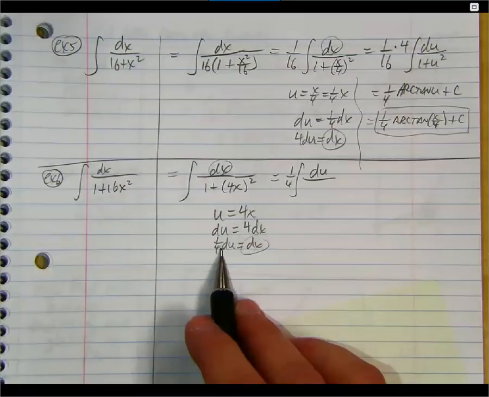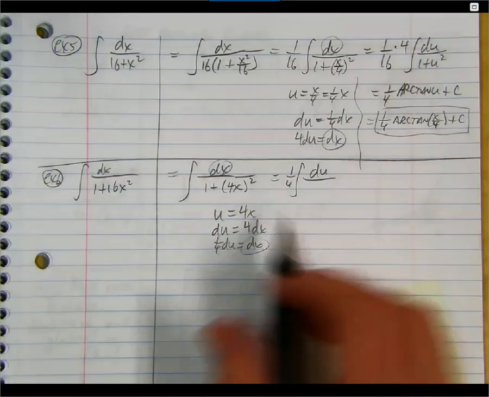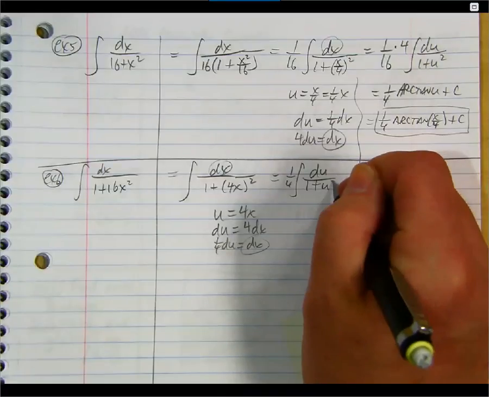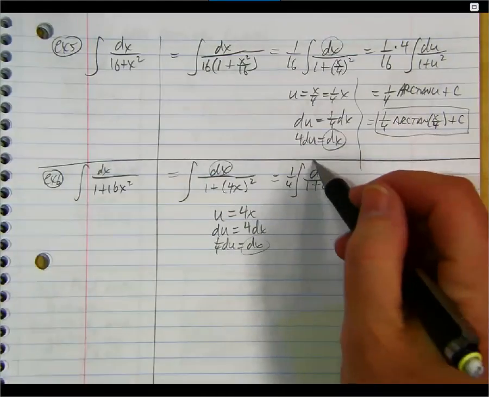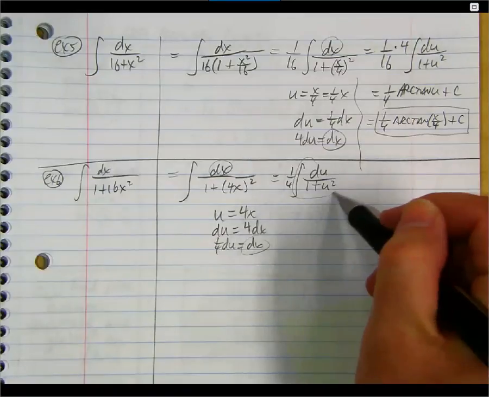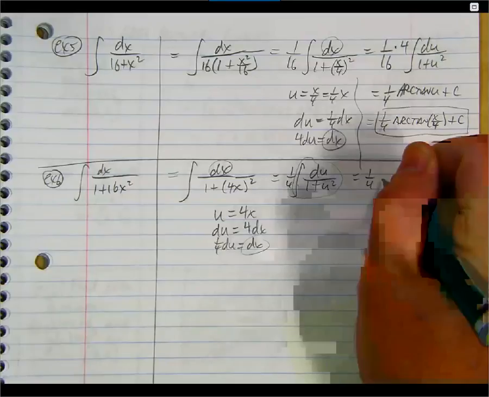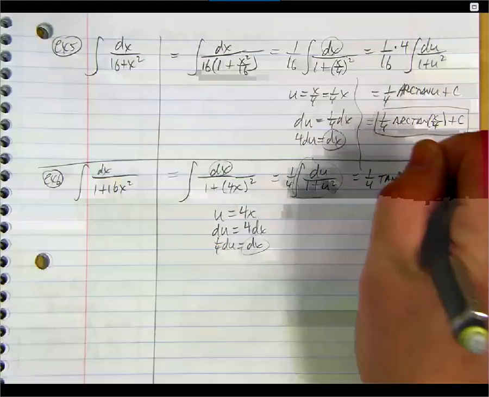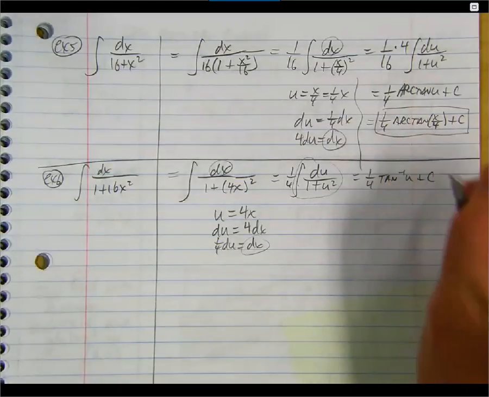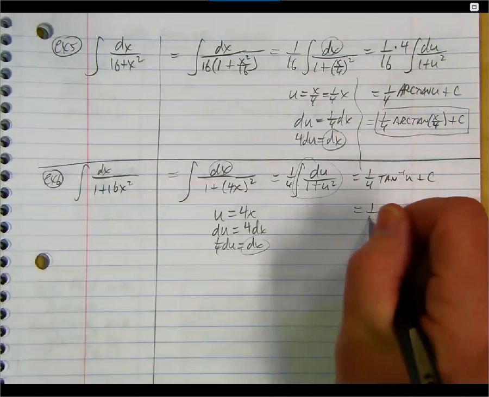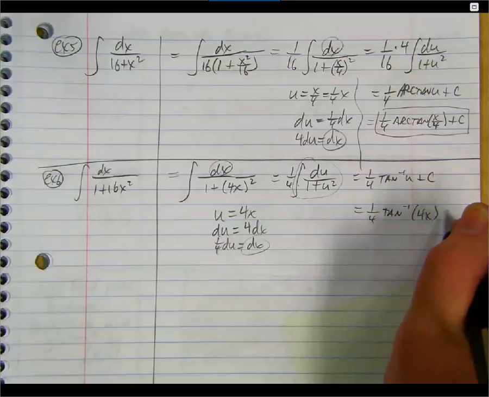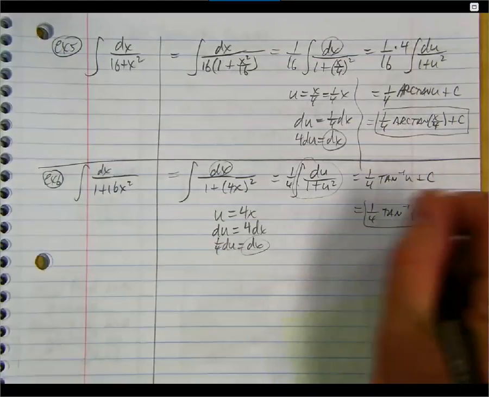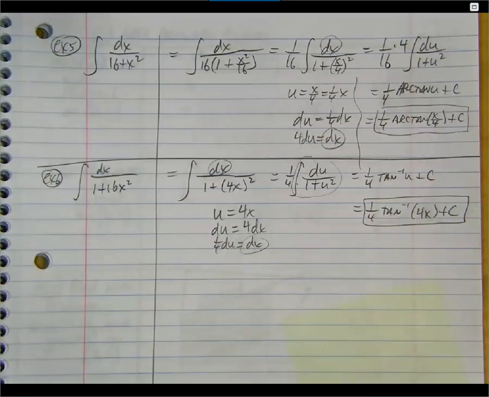1/4 du takes the place of the dx. Next, I've got a 1 plus u squared. 4x became a u, and we're looking good. The stuff from the integral to the right, that's your formula right there. So that's going to be a 1/4 arctan or inverse tangent, your choice, and then that's of u plus c. And then go ahead and swap out the u. Change it back to a 4x. And then box it up. It is good to go.